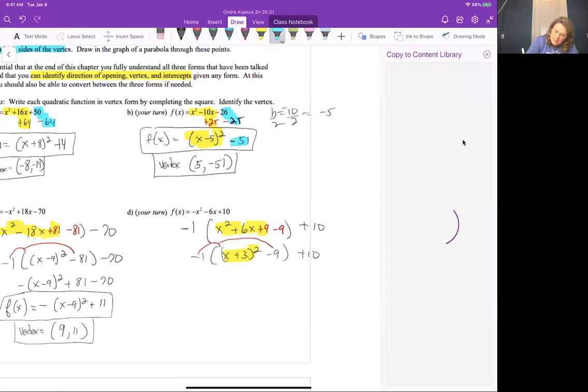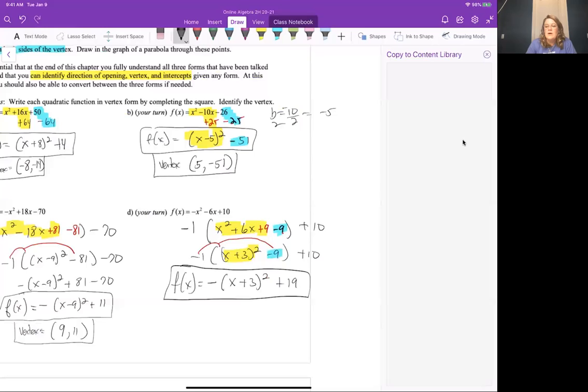Here's the remainder part of that. Now I multiply through by -1 through the whole entire expression. I get minus x plus 3 squared plus 9 plus 10. I'm just going to go ahead and combine that. Plus 19. And that is my function in vertex form. I was able to create that by completing the square.